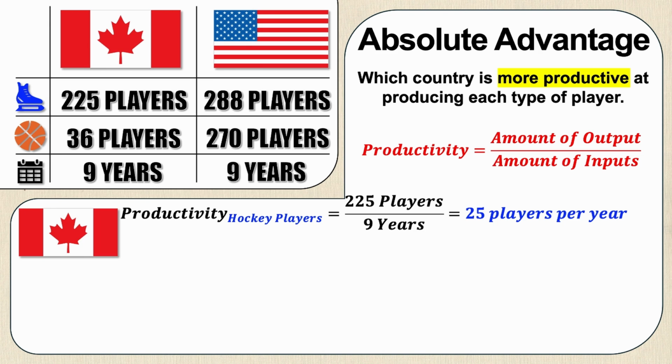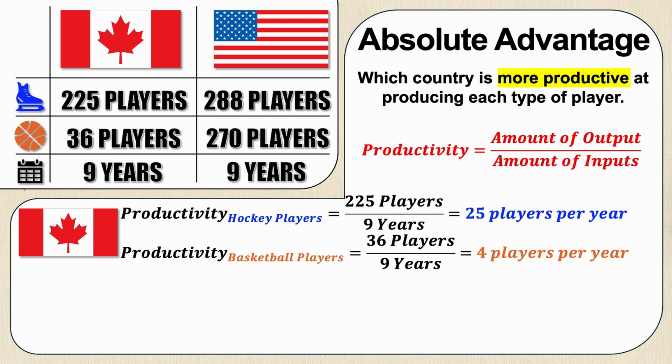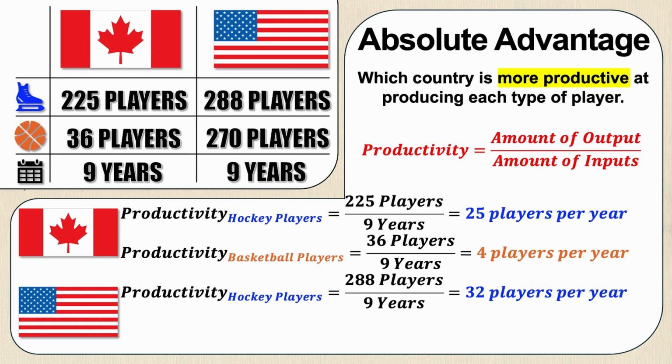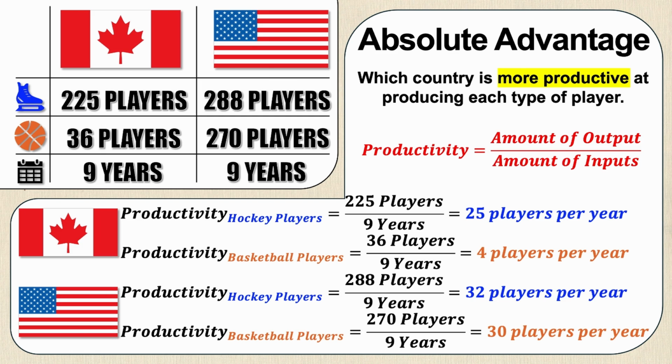Nice and easy. What about the productivity of basketball players for Canada? Well, here we have 36 players per 9 years, and that's 4 players per year. And so this is the productivity of basketball players. What about the United States? Well, the productivity for hockey players is 288 players for 9 years, or 32 players per year. And then finally, for basketball players, the productivity of the United States is 270 over 9 years, which is 30 players per year.